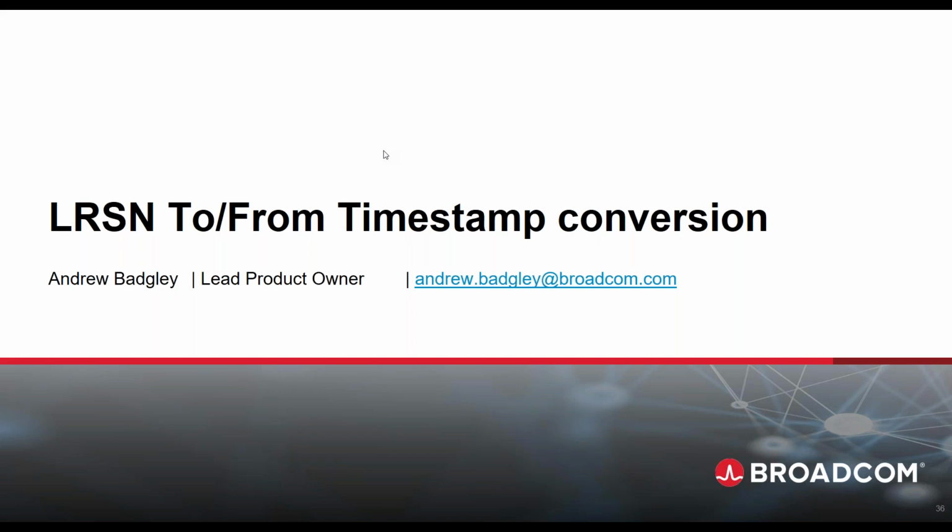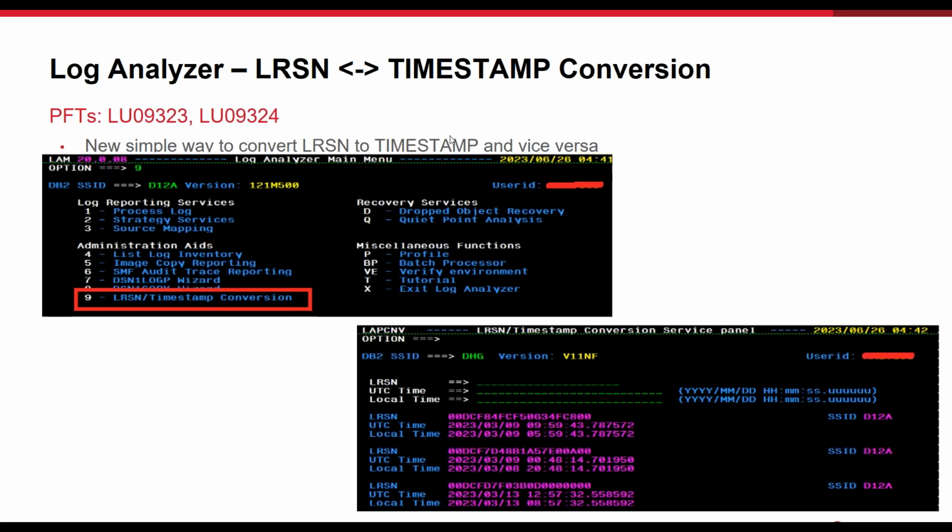We're starting with the Log Analyzer's timestamp conversion, which is a new small utility within the Log Analyzer that enables you to convert a log record sequence number, simply known as an LRSN value, to a UTC or local timestamp, or you can convert a UTC or local timestamp to an LRSN value. This feature can help you reduce the time it takes to analyze your log data.